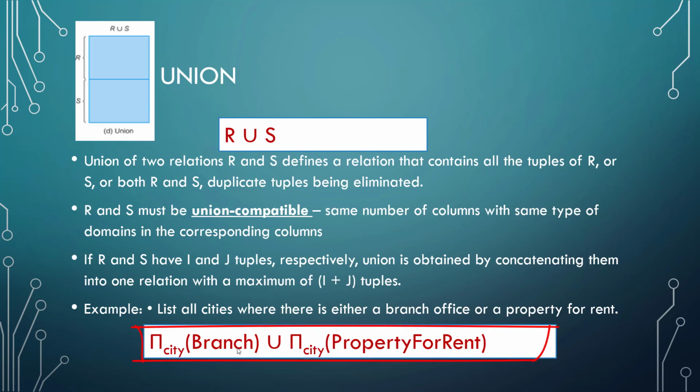Here's an example of a union. Suppose we have a branch relation and a property for rent relation, and each of those has a city field. So in this case, we're combining projection, which is pi here, with union. So we're going to take the city field. That's what this is doing. Take the city field from branch, do the union operation with the city field from property for rent.